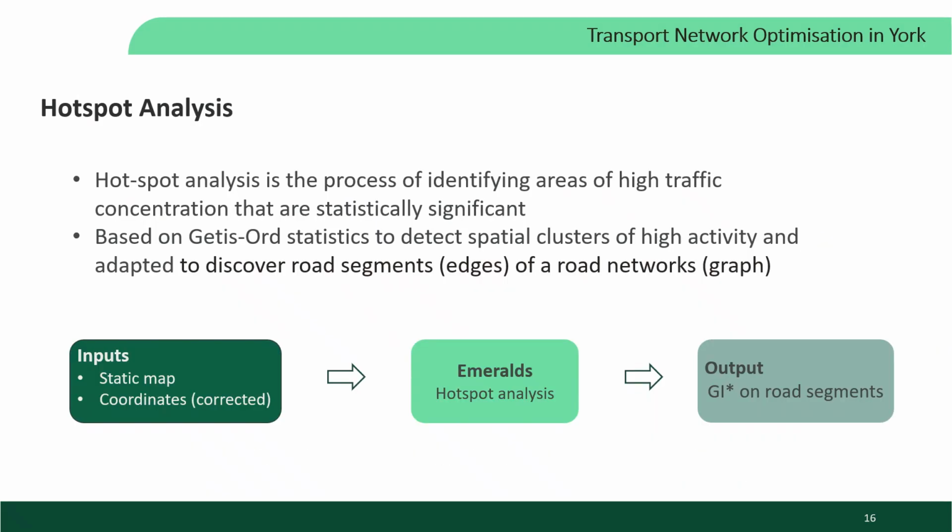This module identifies statistically significant areas of high traffic concentration. The analysis is based on the Getis-Ord Gi star statistic, which helps to detect spatial clusters of high activity. It takes as input a static map and corrected coordinates from the map matching module, and as output, it gives the concentration zones mapped onto road network segments and the identification of potential congestion hotspots.